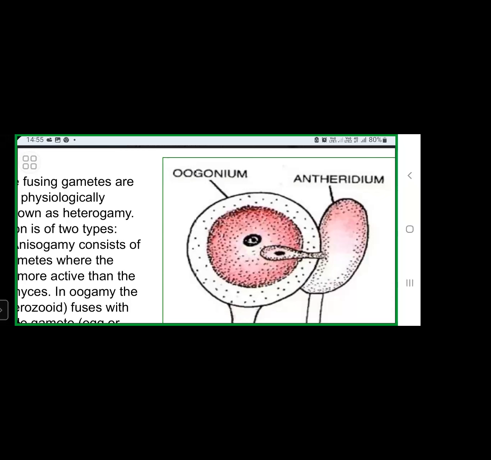Where they are contacting each other, at that place their walls will be dissolved, that means they are ruptured. So, at the point of contact, one tube-like structure will form. That tube-like structure is called germ tube or fertilization tube. Through this fertilization tube, the male nucleus enters into the female gametangium. So, fertilization will take place. This is called gametangial contact type of sexual reproduction.